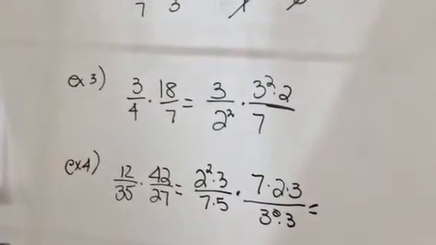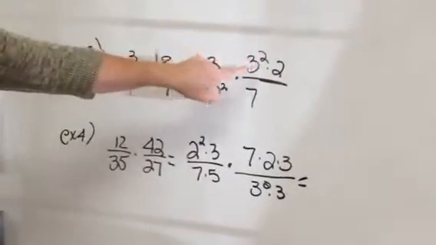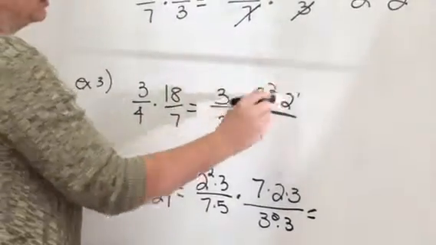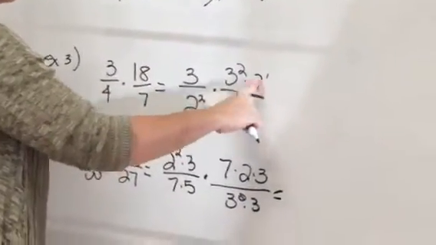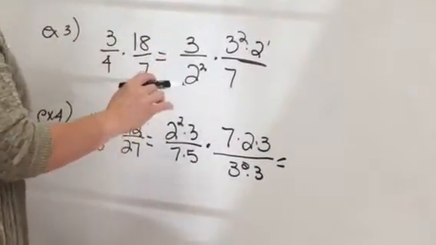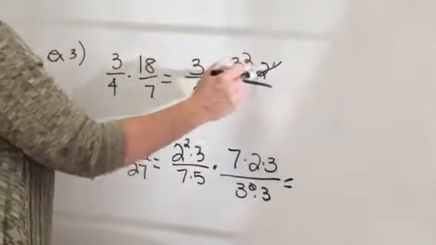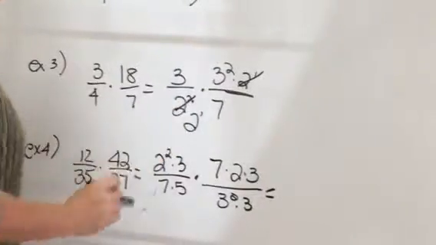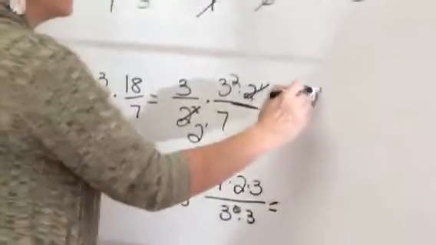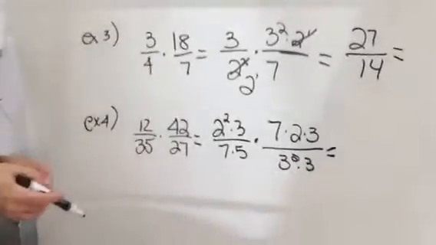In example 3, I have 3/4 times 18/7. Break it down into prime factoring. 3 over 2 squared. 18 is 9 times 2, so 3 squared times 2 over 7. What can I break down? All I can break down is I have 2 to the 1 and 2 squared. When you have a 2 to the 1 and 2 squared, you just subtract the exponents and you put the base number wherever the highest exponent was. So 2 minus 1 is 1. So 2 to the 1 and 2 squared just becomes 2 to the 1 down here. Then I have 3 times 3 squared, so 9 times 3 is 27 over 14, and then I can change that into a mixed number. I'm not going to do that right now.